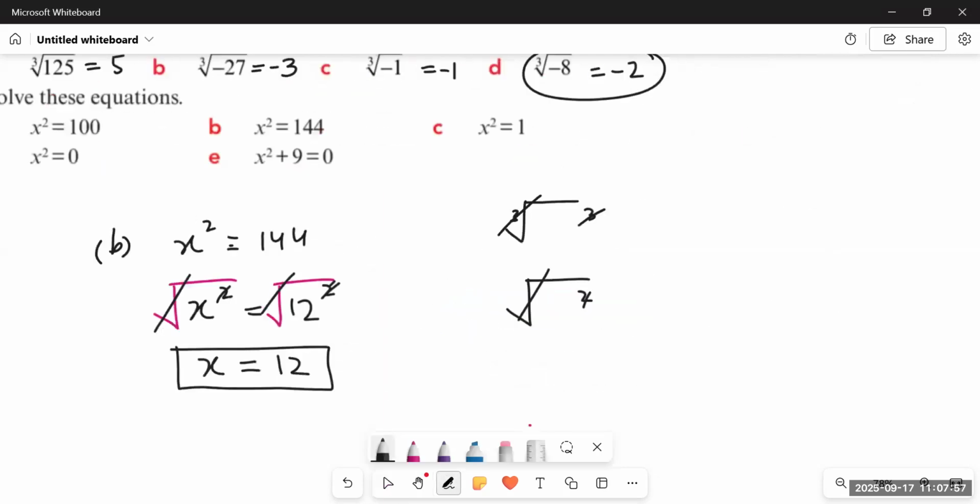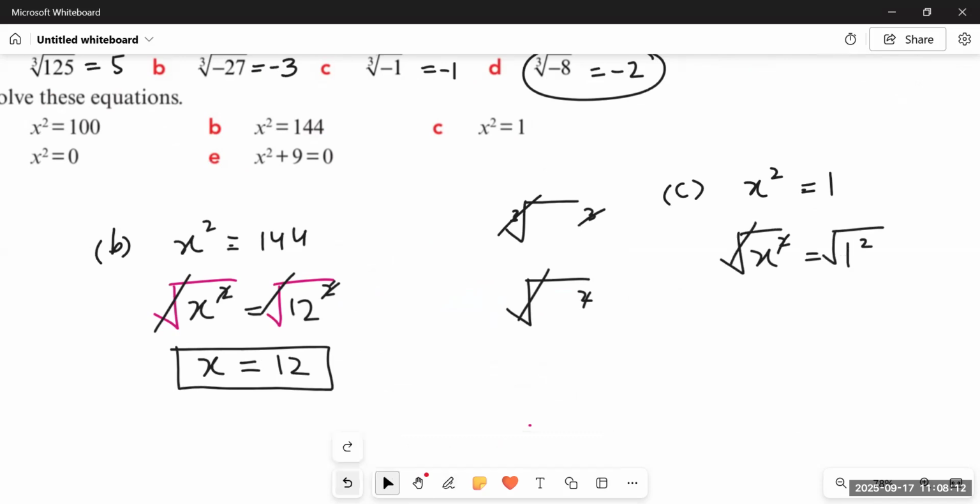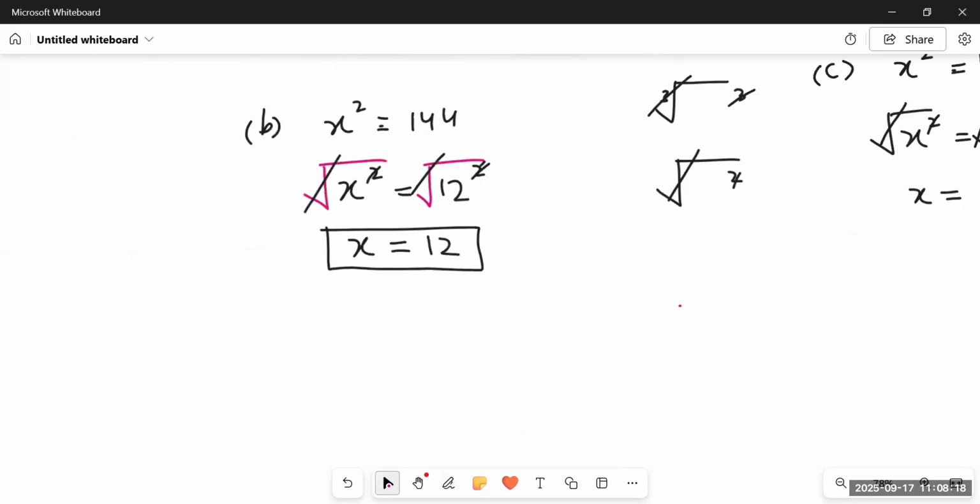In part C, we have x square is equals to 1. We know that 1 is the perfect square of 1 itself. So we will find the square root on both sides. Square root will cut the squares and we are left with x is equals to 1. The next part we have x square is equals to 0. X square is equals to 0 means x is equal to the square root of 0 square. So x would be 0. That's all, because 0 multiplied by 0 is 0.